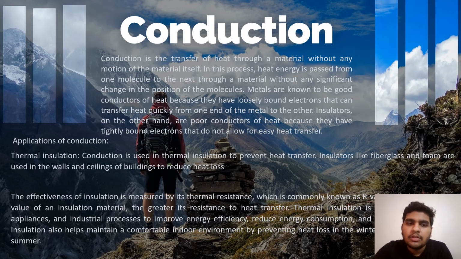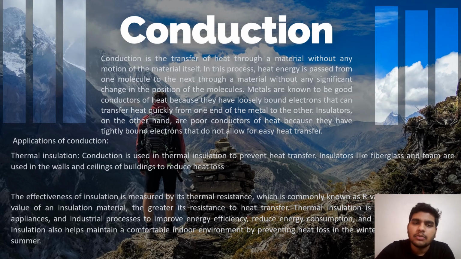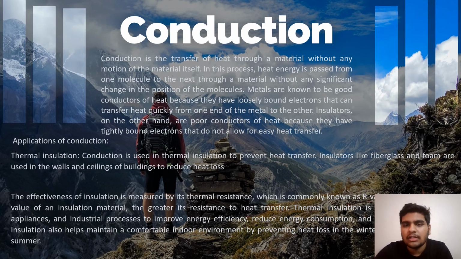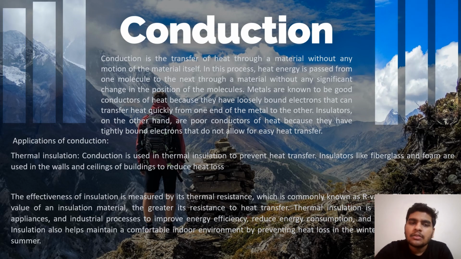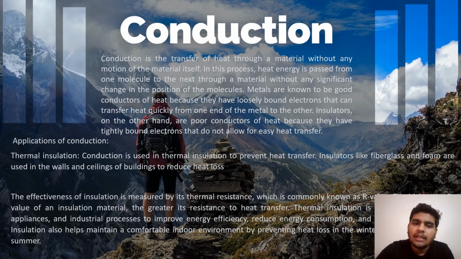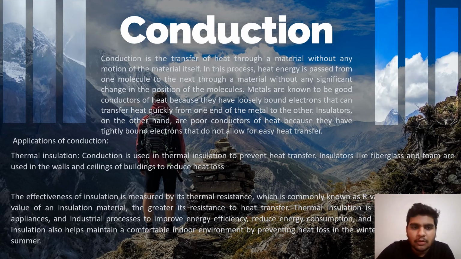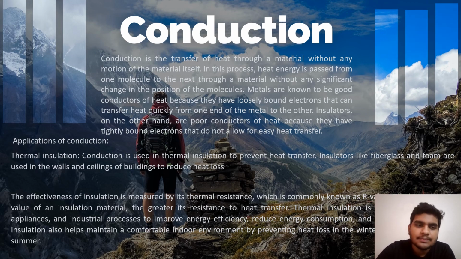Metals are known to be good conductors of heat because they have loosely bound electrons that can transfer heat quickly from one end of the metal to the other. Insulators, on the other hand, are poor conductors of heat because they have tightly bound electrons that do not allow for easy heat transfer. There are many types of application of conduction.